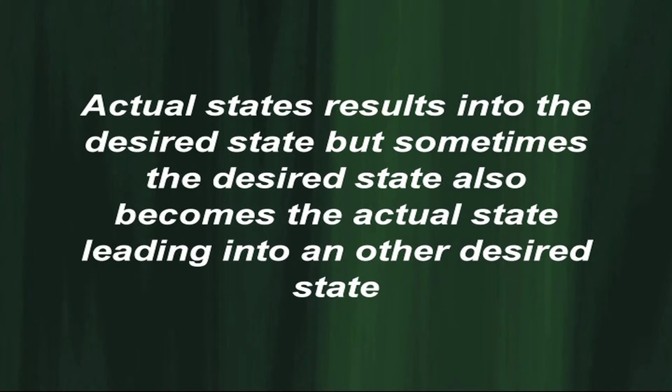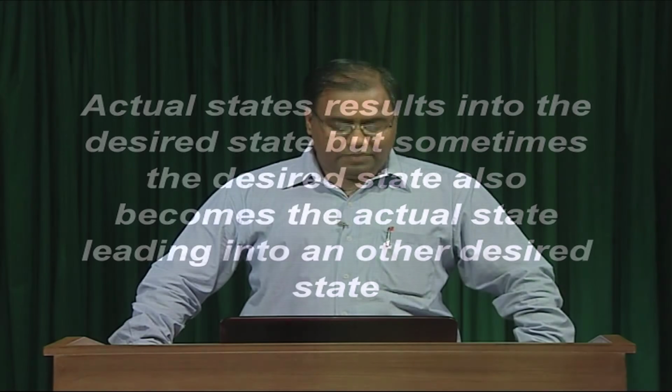The actual state results in the desired state, but sometimes the desired state also becomes the actual state, leading to another desired state. For example, a woman has gold jewelry. This is her actual state, and her desired state would be that she wants platinum jewelry. Once she gets the platinum jewelry, this becomes her actual state, and she would like to have diamond jewelry as her desired state.